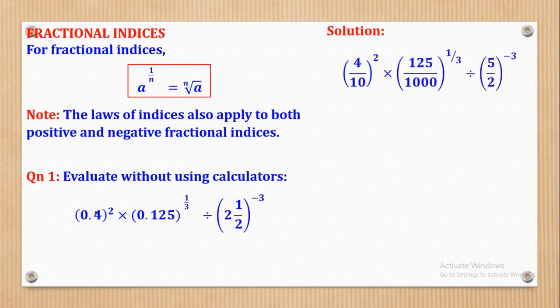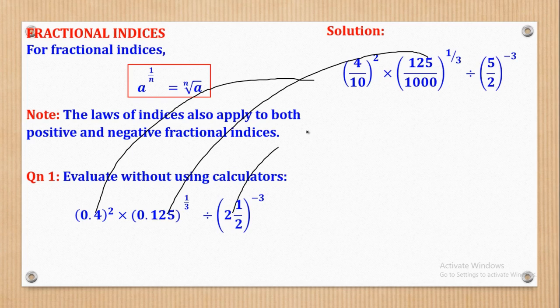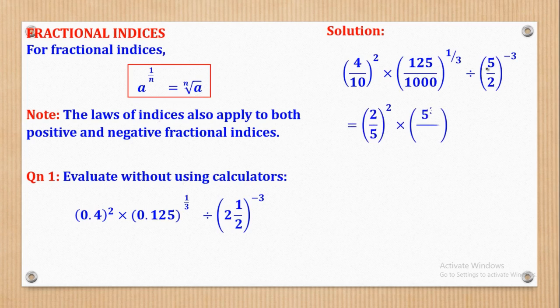First of all, 0.4 is the same as 4 over 10, and this one is the same as 125 over 1000, and this one is the same as 5 over 2. Now when I reduce, this one becomes 2 over 5, and this one becomes 25, the same as 5 to the power 3, and 1000 the same as 10 to the power 3. And now this one, I think you realize that the power was negative. To make it positive, you have to get the reciprocal of this. The reciprocal means this one goes up and this one goes down. That is why here you see 2 over 5.